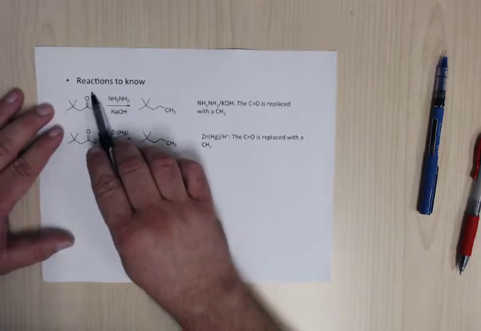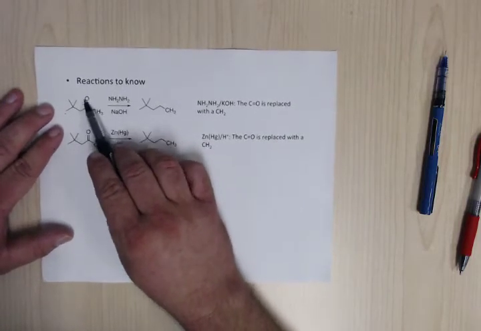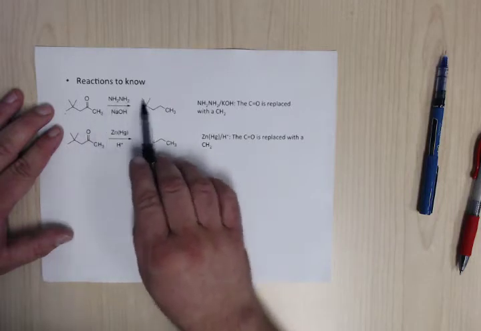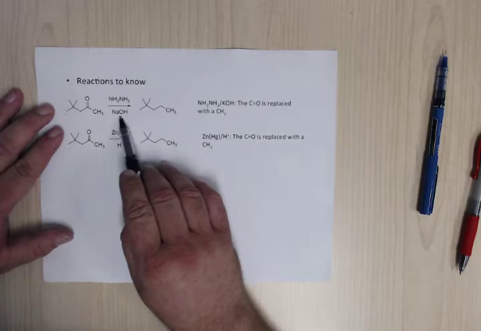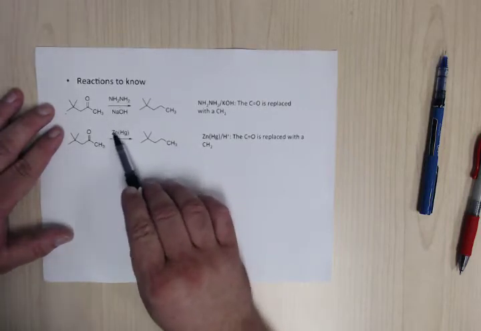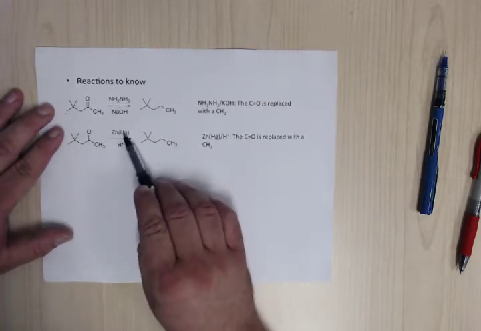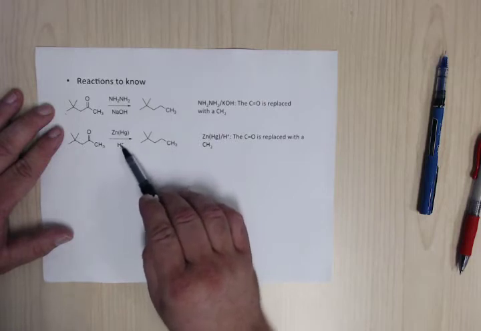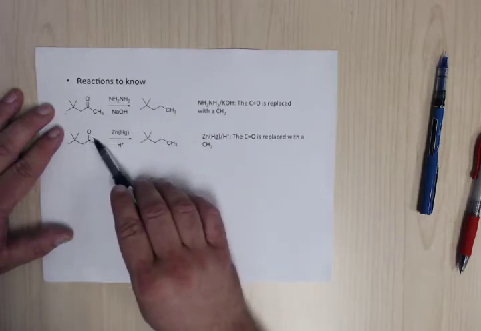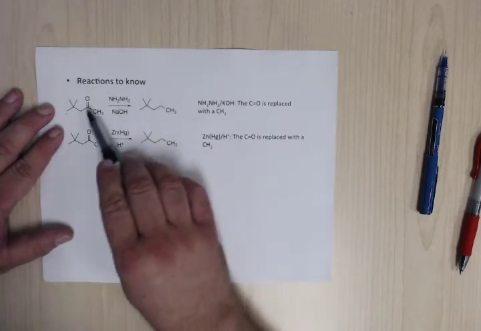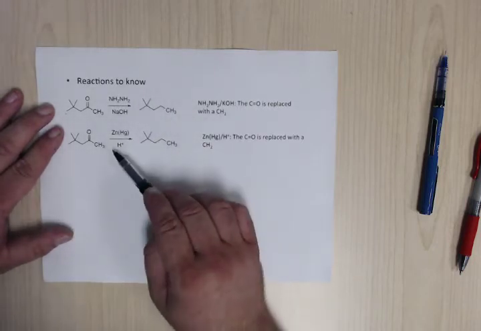swap out a C double bond O, or acetyl group, for a CH2, is either with Wolff-Kishner, which is hydrazine under basic conditions, or with a Clemmensen reduction. This is a zinc mercury amalgam in the presence of acid. Again, they're going to swap out the acetyl group for a CH2. Now, these are more general because you don't have to have the benzene around.